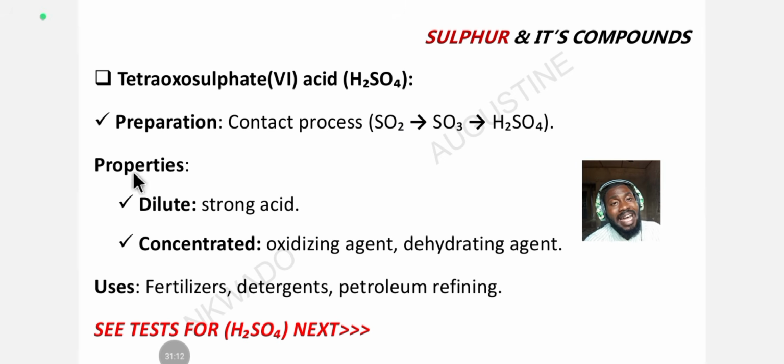All right. So what are the uses of tetraoxosulfate(VI) acid? It is used to manufacture fertilizers. It is used to manufacture detergents. It is used in petroleum refining. It is also used as a drying agent because it's hygroscopic. All right. Let's see the test for tetraoxosulfate(VI) ion next.